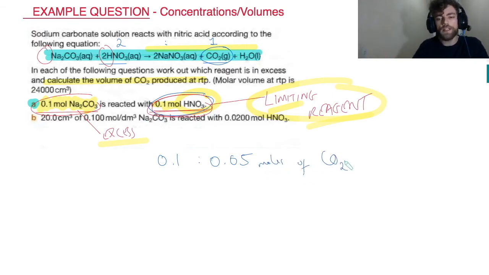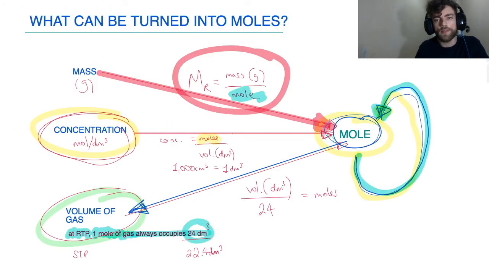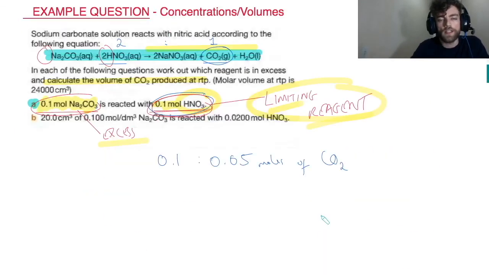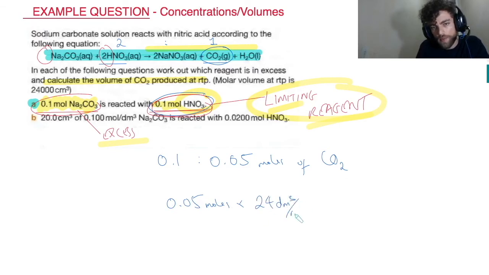And then finally, I can look back at my mole diagram again. I can say I've got my moles of CO2. I would like to go to volume of gas, so I need to use this equation here, and I can very simply say 0.05 moles times 24 decimeters cubed per mole. Remember, that is the amount of volume any mole of gas occupies. We discussed that earlier, and that gives me 1.2 decimeters cubed.